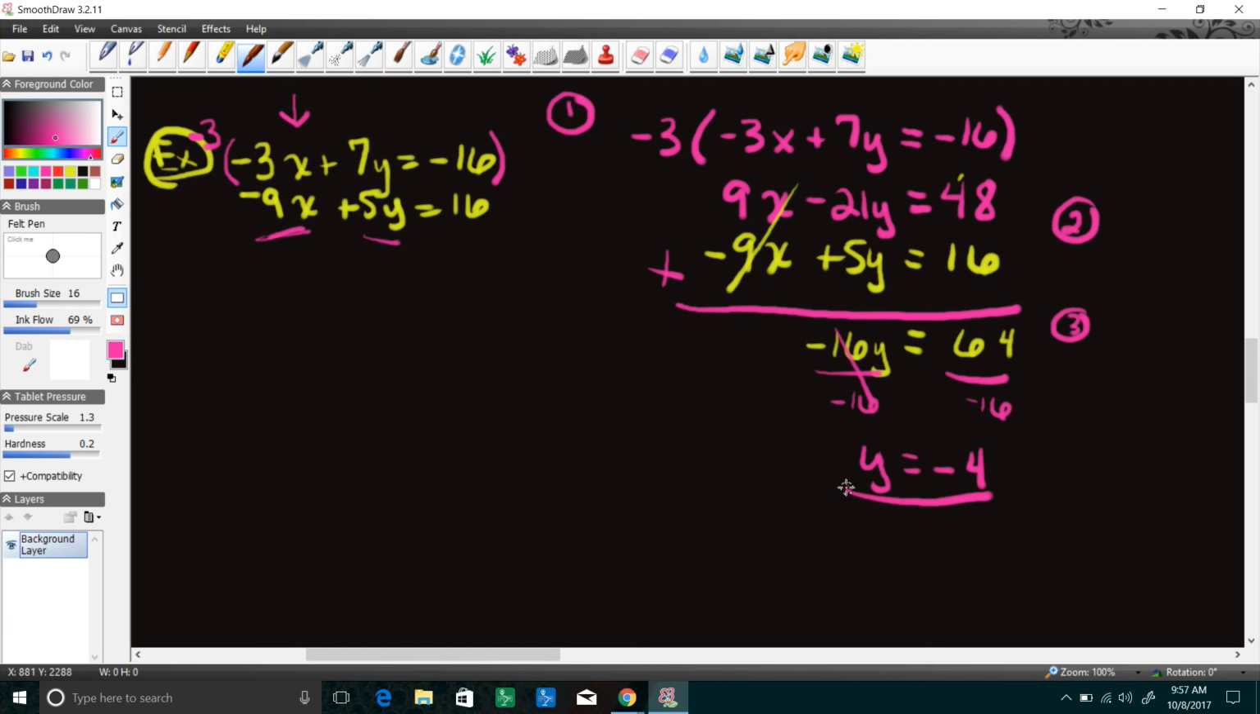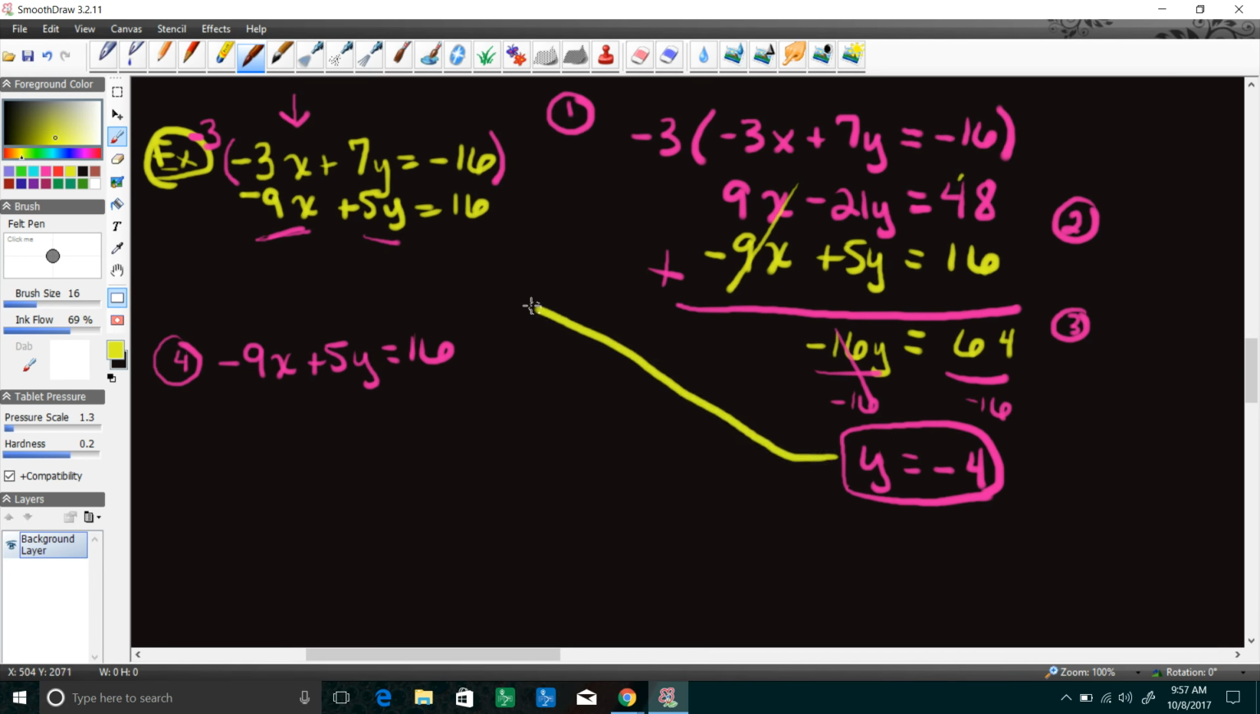So now that I have one of the answers, I can do my last step, which is step number 4, which is to find the other variable. Okay. So I'll use the second one, just to change it up a bit. Negative 9x plus 5y is equal to 16. And I'm going to substitute my y value. So this y value is going to go right here where the y is. So negative 9x plus 5 times negative 4, because that's my y, is equal to 16.